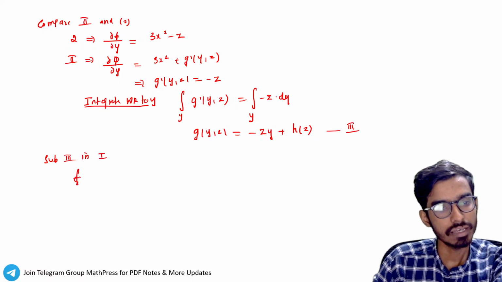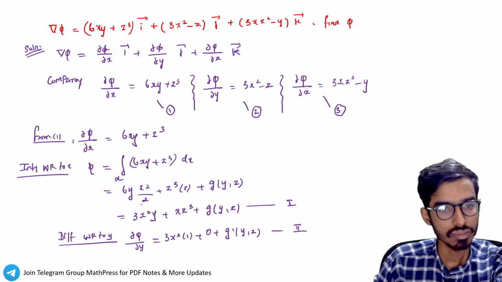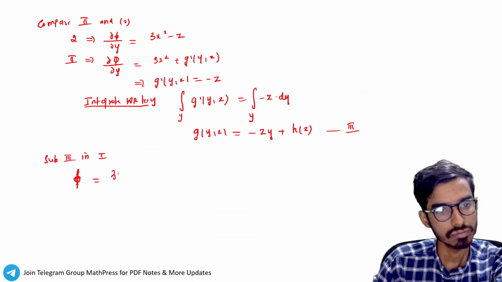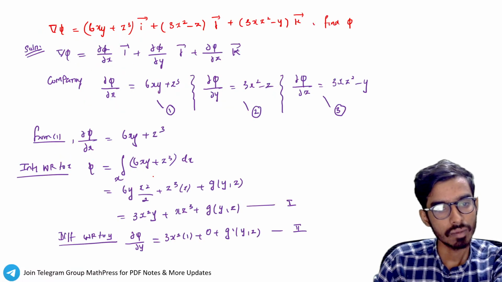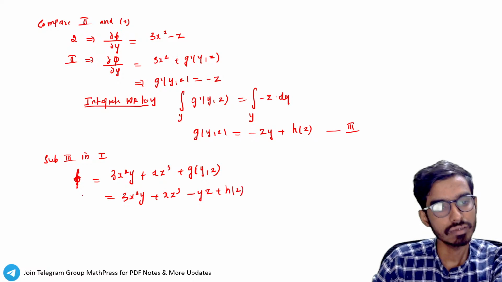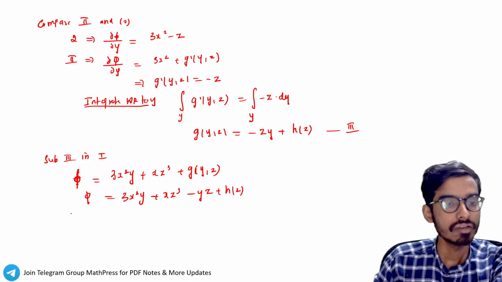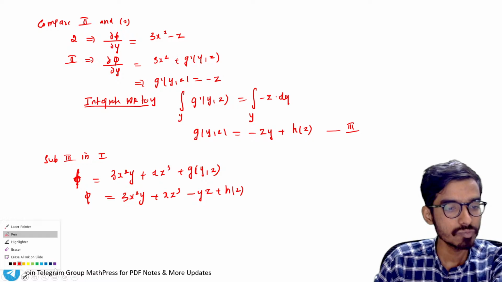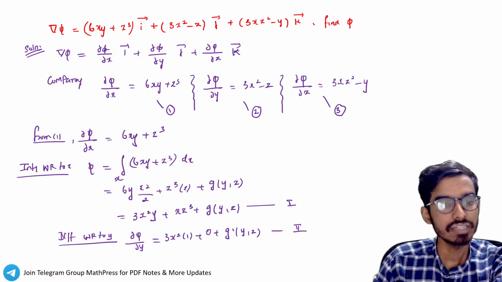So what is phi? Our phi is 3x square y plus xz cube plus g of y comma z. So we have found g of y comma z now. So phi is 3x square y plus xz cube minus yz plus h of z. Now we need to find h of z. For that, what we need to do? Differentiate with respect to z and compare this 3 and this, right?